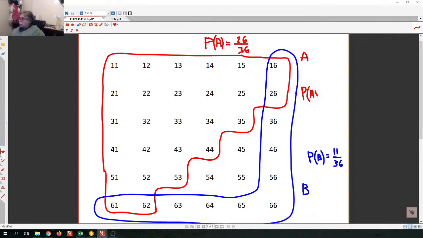A and B. Okay, I hope you're familiar with this symbol for an and, because I have to squeeze, I don't have much space here. That will be 4 out of 36.